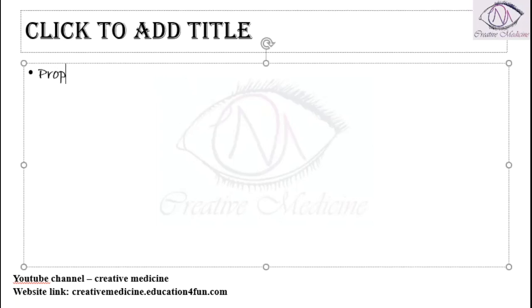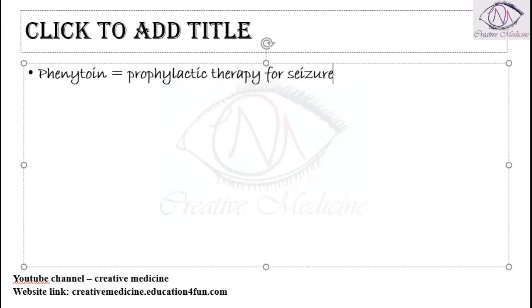Then, in some cases, we can also give phenytoin. Phenytoin can be given mainly as a prophylactic therapy for seizure prevention, because seizures can develop due to the subarachnoid hemorrhage. So, to prevent seizures, we can give prophylactic therapy of phenytoin. Then, surgery can be done. In the surgery, clipping of the aneurysm is indicated.